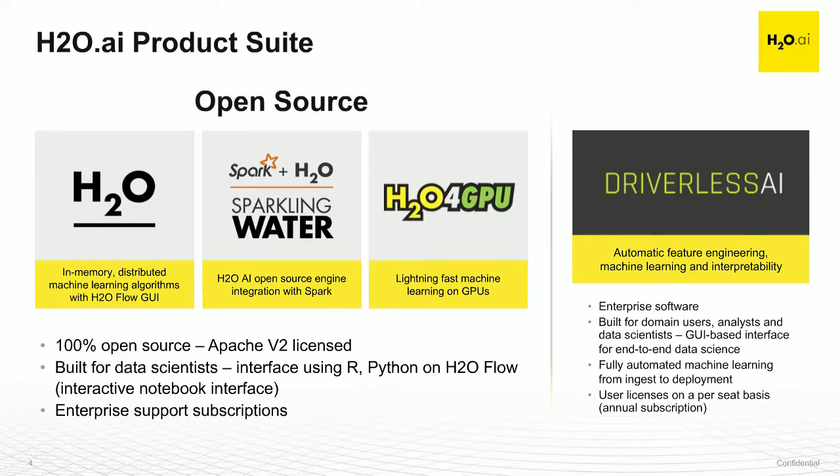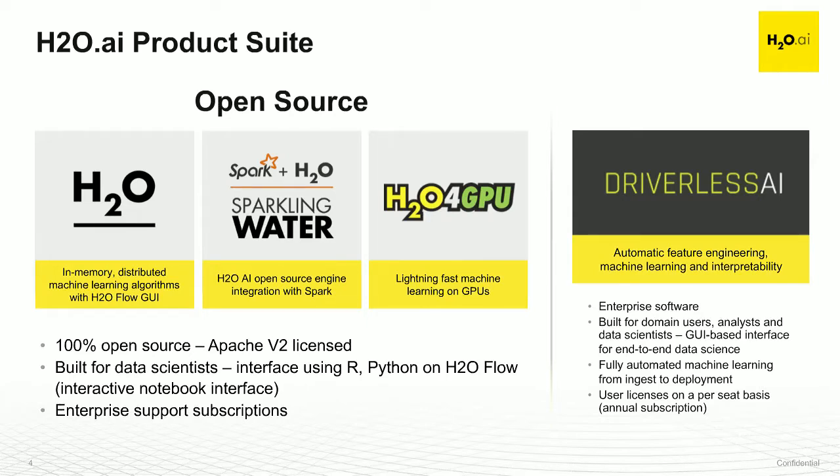You have Sparkling Water, which is essentially H2O Core running on top of Apache Spark. And then you have H2O GPU, where we are able to accelerate some of these machine learning algorithms by taking advantage of GPUs. All three of them are completely open source, licensed under Apache V2, so you can take them and use them as you deem fit, and build products on top of them, like many companies have done.